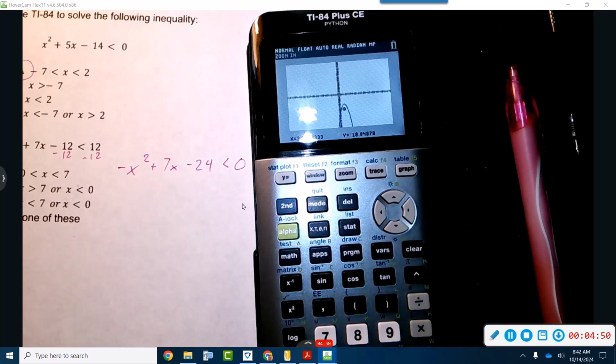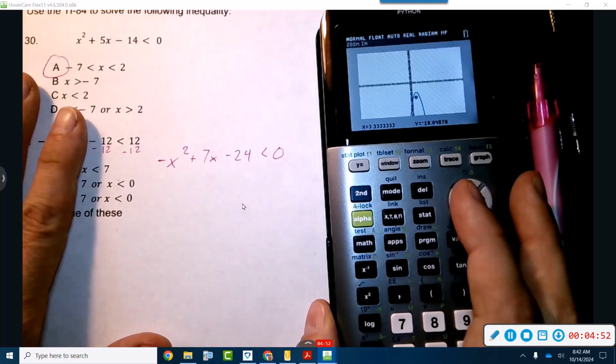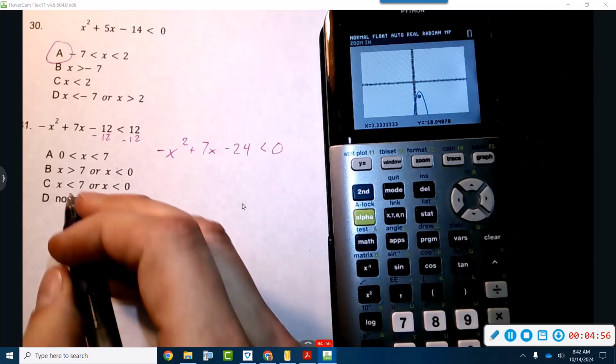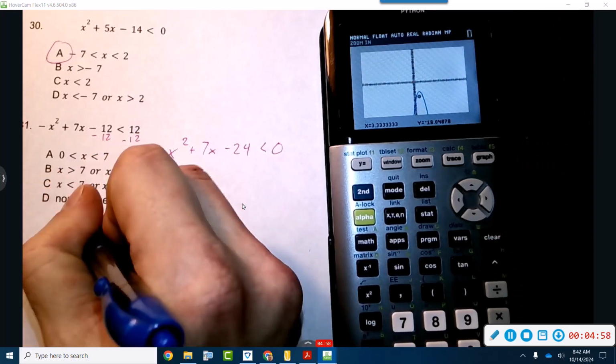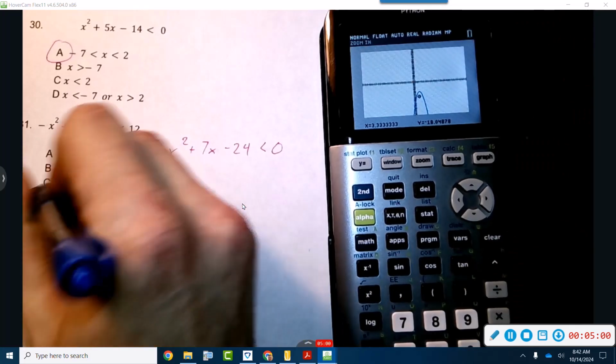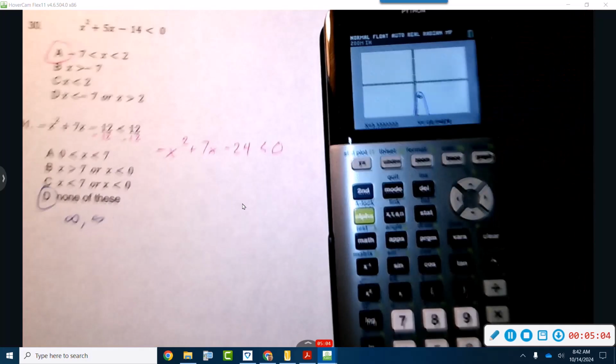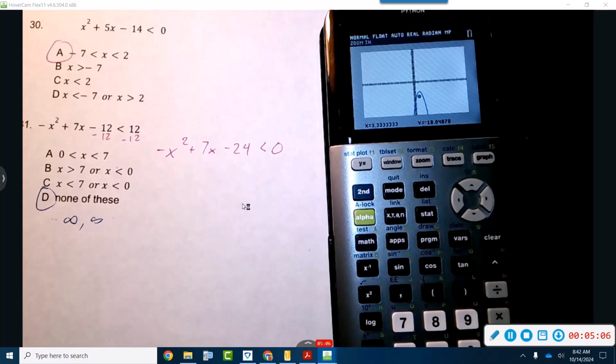The entire thing. So if the entire thing is less than 0, that means that it should have been from -infinity to +infinity. So the answer actually is none of these, because the entire graph is absolutely below 0, so the whole domain. Okay, and that's it.